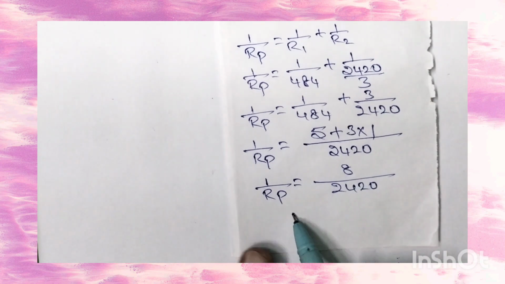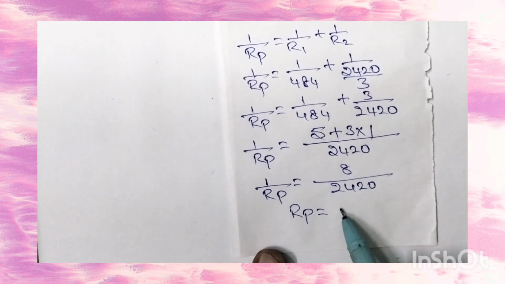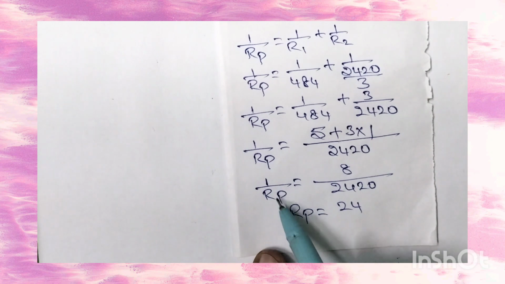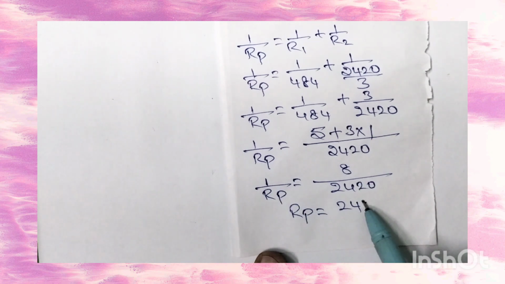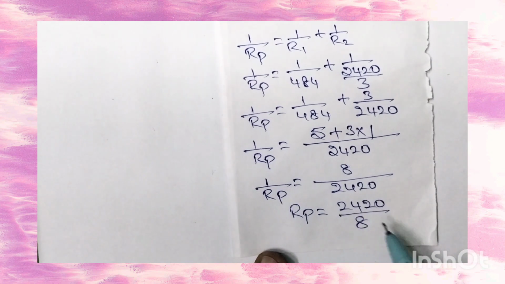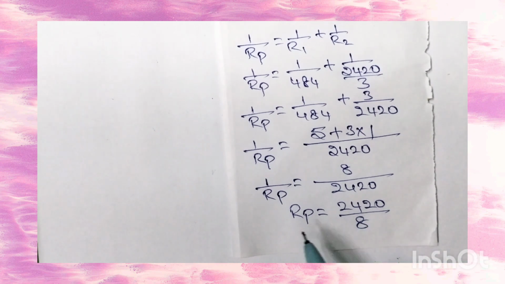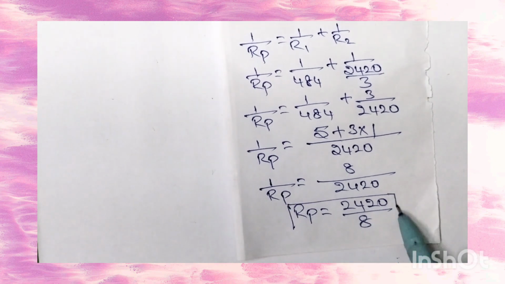So what will be Rp? The reciprocal of 1 over Rp is Rp, and the reciprocal of this one is 2420 divided by 8. So this is Rp when they are connected in parallel.